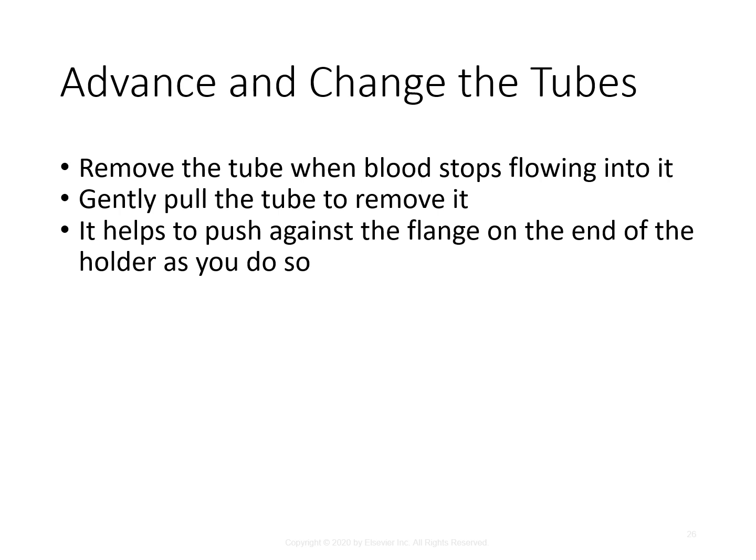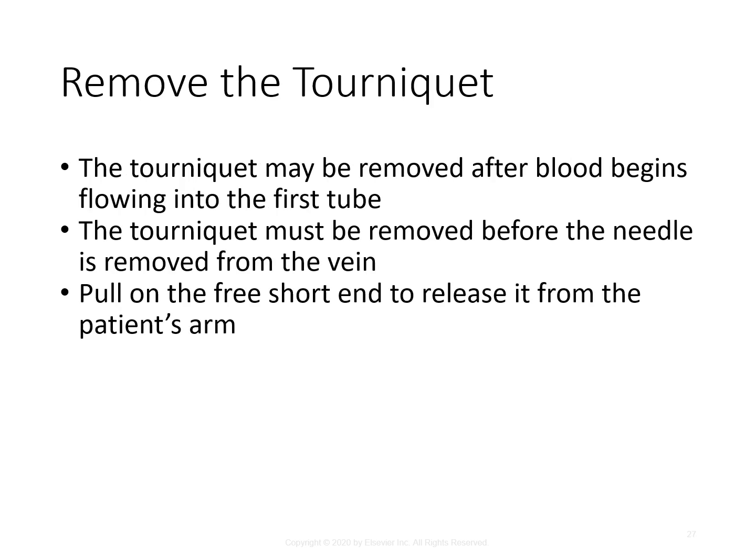Then you're going to advance the change in tube. This means that you're taking one tube off and putting another one on. You're going to remove the tube when the blood stops flowing into it. You're going to gently pull the tube to remove it, and it helps to push against the flange of the end of the holder as you do. It just kind of helps keep it steady. If the tube contains additives, you're going to mix it by gently inverting it the number of times specified by the manufacturer as soon as it is removed. Some of those need 3 to 10, or 3 to 5 inversions after you draw it to make sure all those additives are mixed in with the blood.